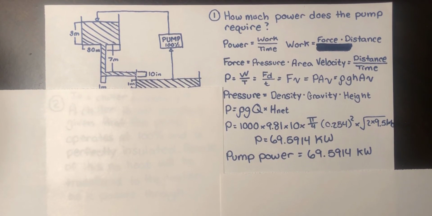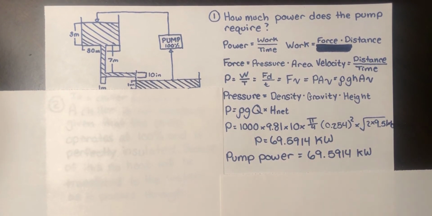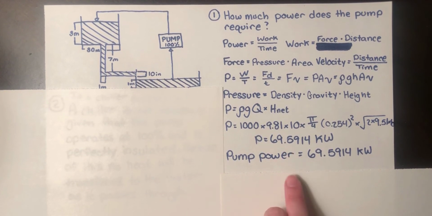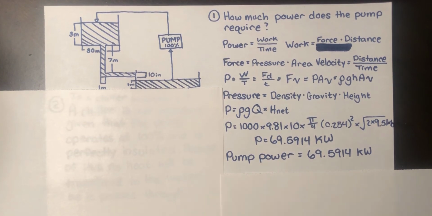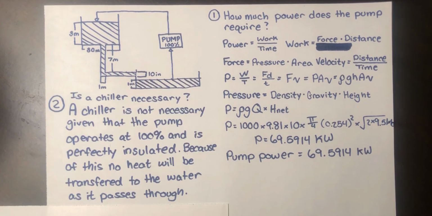Substituting in our numerical values, we come up with this lengthy equation, which after plugging into a calculator will produce this answer. So we now know that the power the pump requires is 69.5914 kilowatts. Is a chiller necessary?